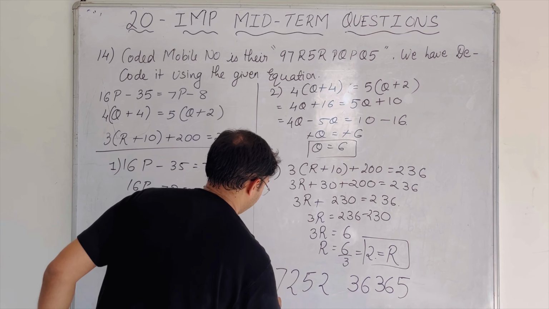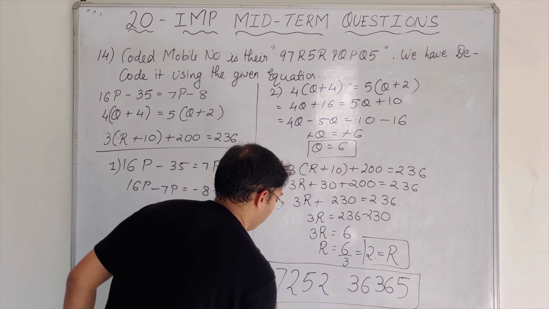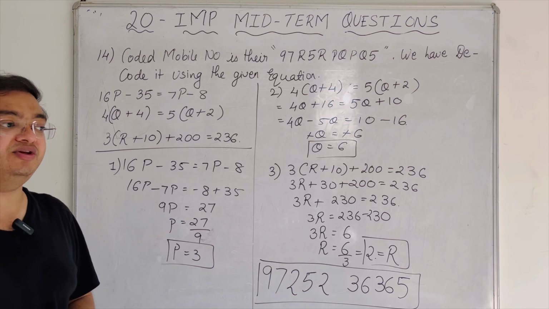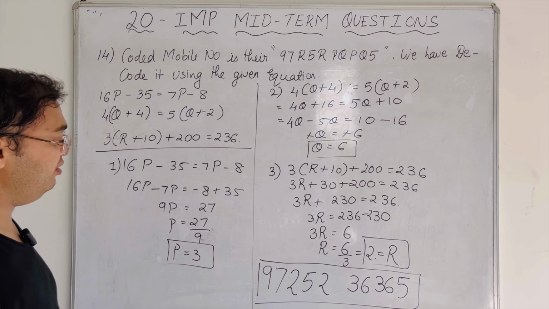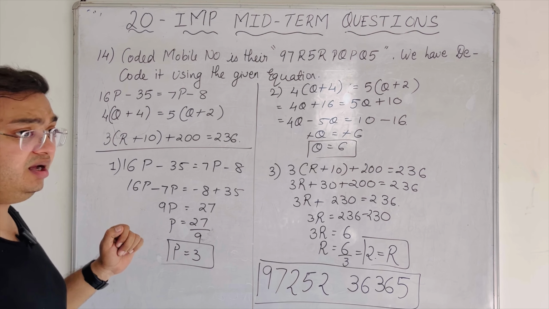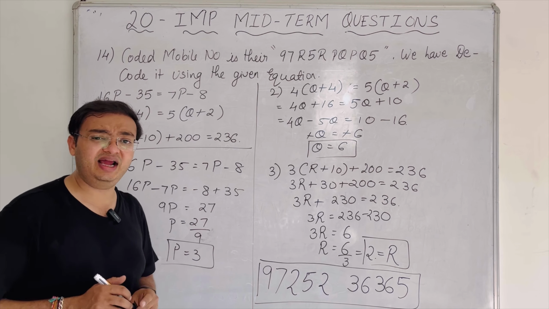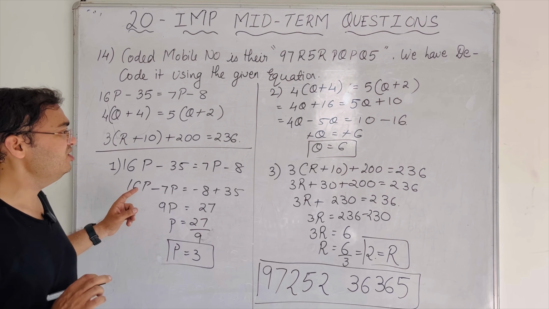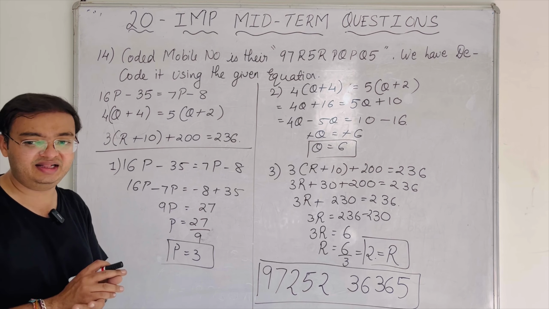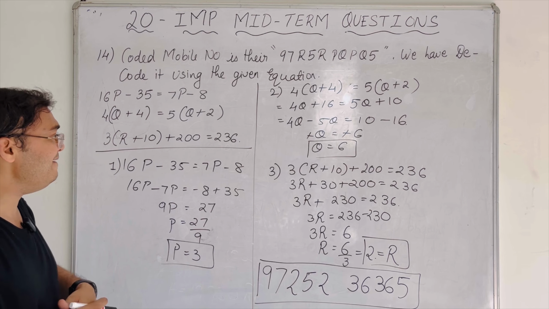So this was an interesting game, where a mobile number was given in coded form. Using the equation, we have to find, or we have to make the mobile number decoded. This is really interesting. I hope you like this question, yes or no. So you can also play this mathematical game with your friends.